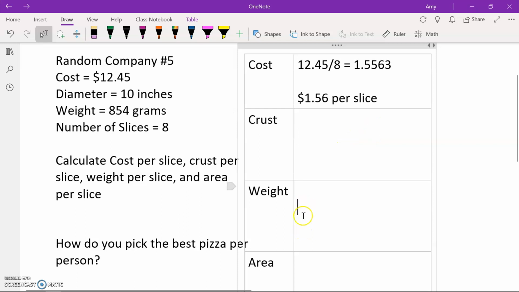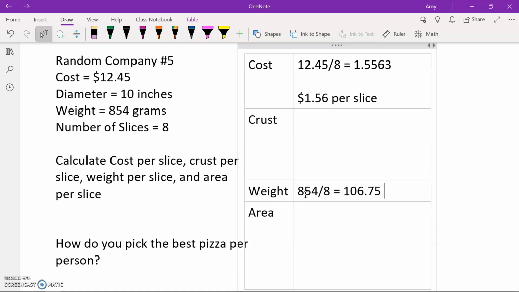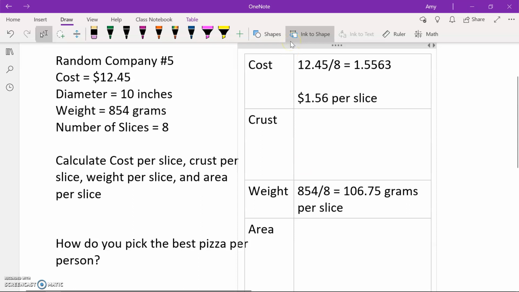We can also do this pretty easily with our area, or with our weight. So if we do our weight, we could do 854 grams divided by 8 slices, and that'll give us about 106.75 grams per slice. And you notice that I am including units for each part.